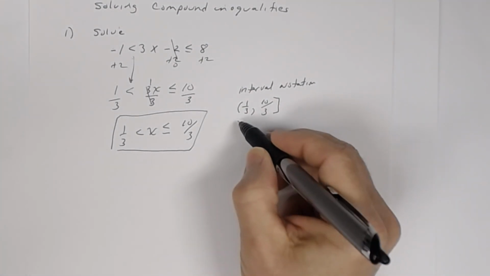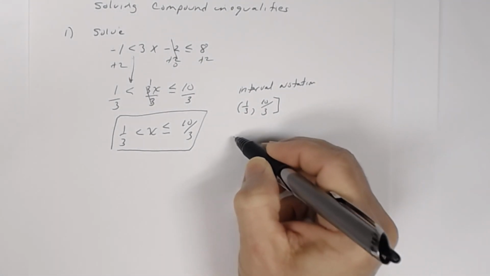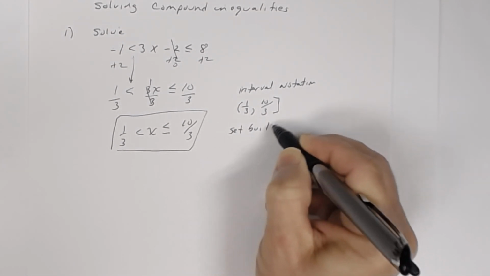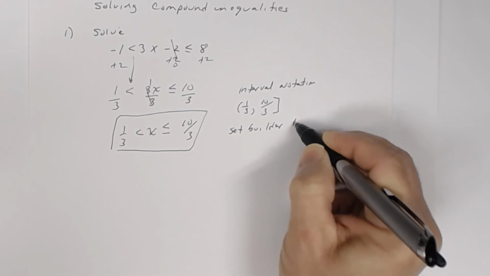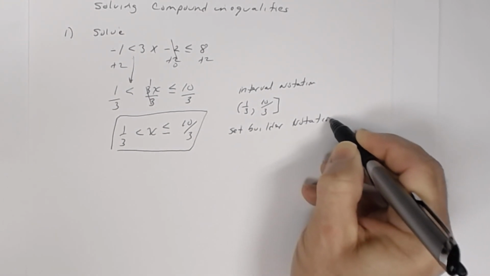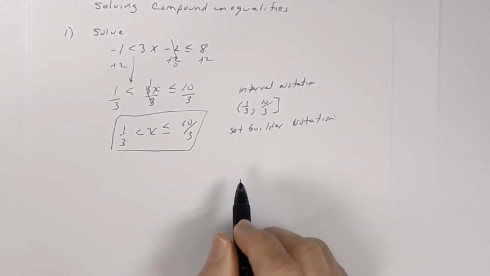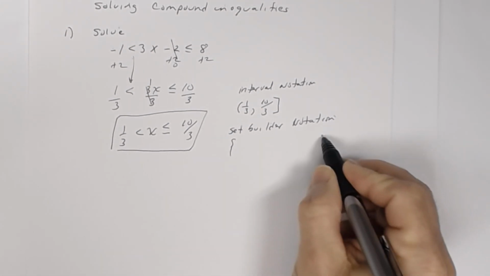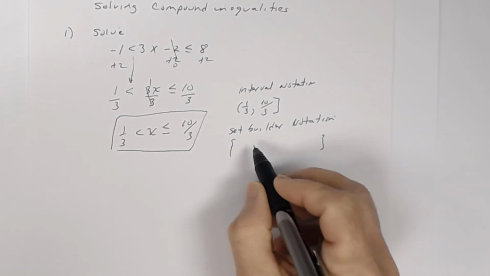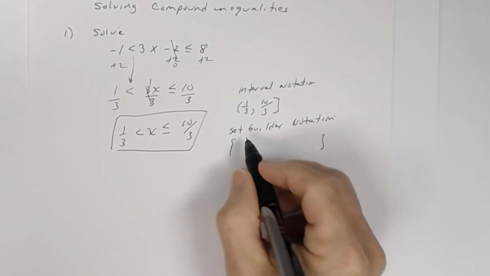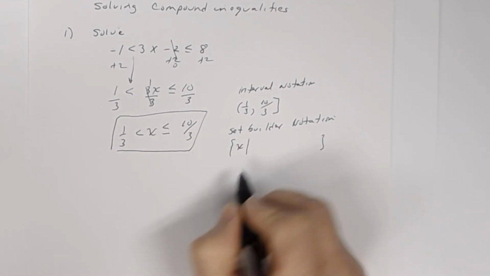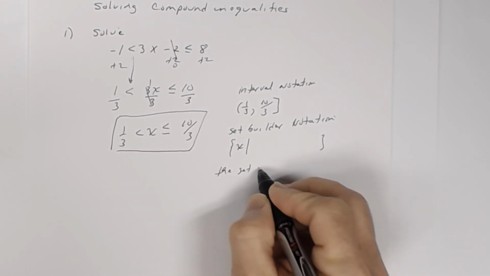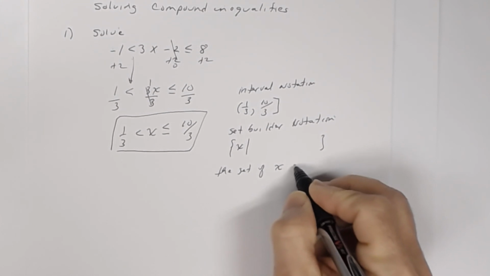There's also another way that you may see your solution written, and that's called set builder notation. So let's talk about set builder notation. It's going to look like this. You're going to have a set, braces like this, and it's going to say the set of, and your variable is x, so it will be the set of x's such that.